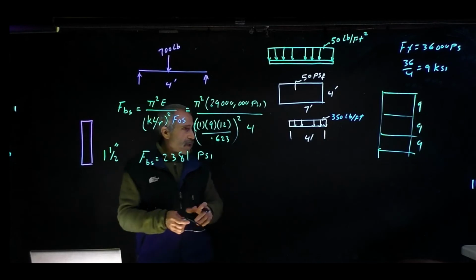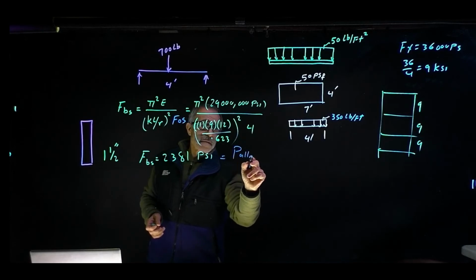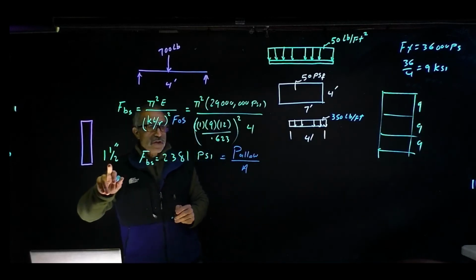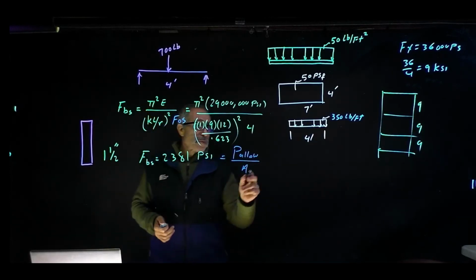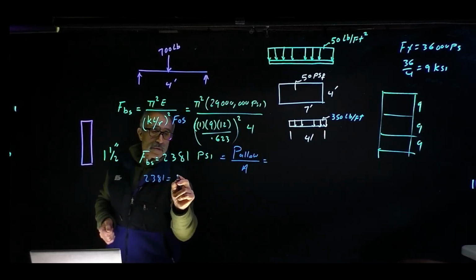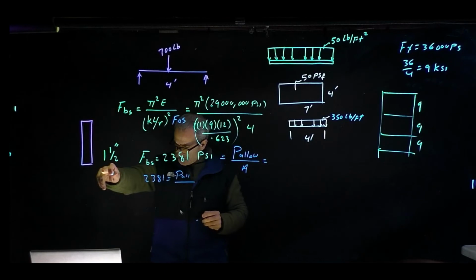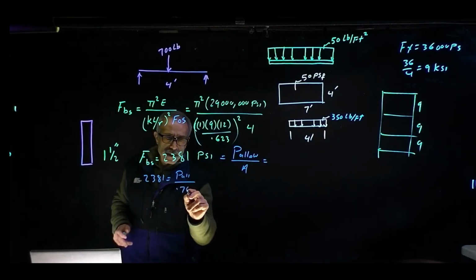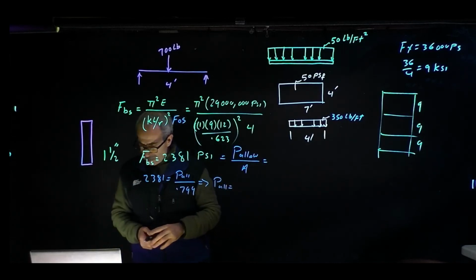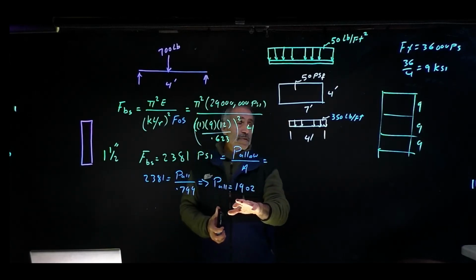So therefore, we're going to say, okay, if that's my stress, I'm going to equate that to P allowable divided by the area and see what they come out to. We know we have 1.5 inch pipe, so we're good. So I'm going to write down here, 2,381 is equal to P divided by the area. Area for this came out to be 0.799, and therefore P allowable that we're going to be able to use is equal to 1,902 pounds. I'm going to compare this to the applied load.